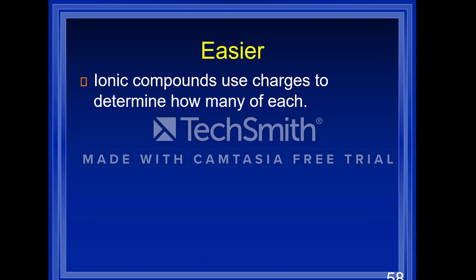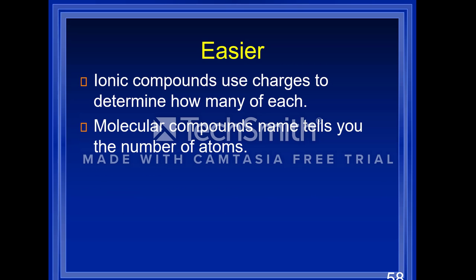Ionic compounds use charges to tell you how many of each. I knew there had to be 4 nitrates for my 1 titanium to make it equal 0. I knew there had to be 2 sodiums for my sulfate to make it equal 0. I could use the charges. Since a molecular compound is not going to do that, and we can put them together in a bunch of different ways, the name actually tells you how many of each piece there is.